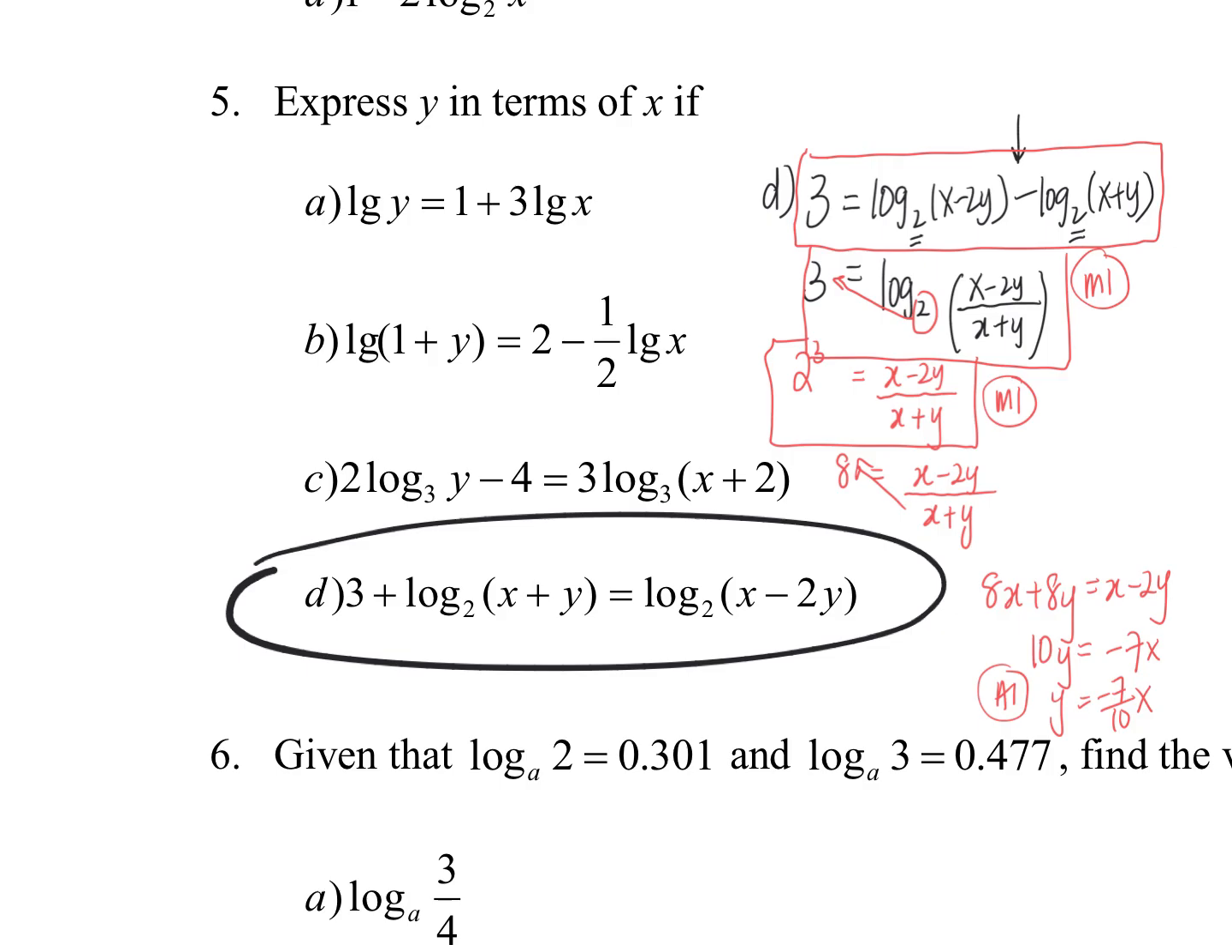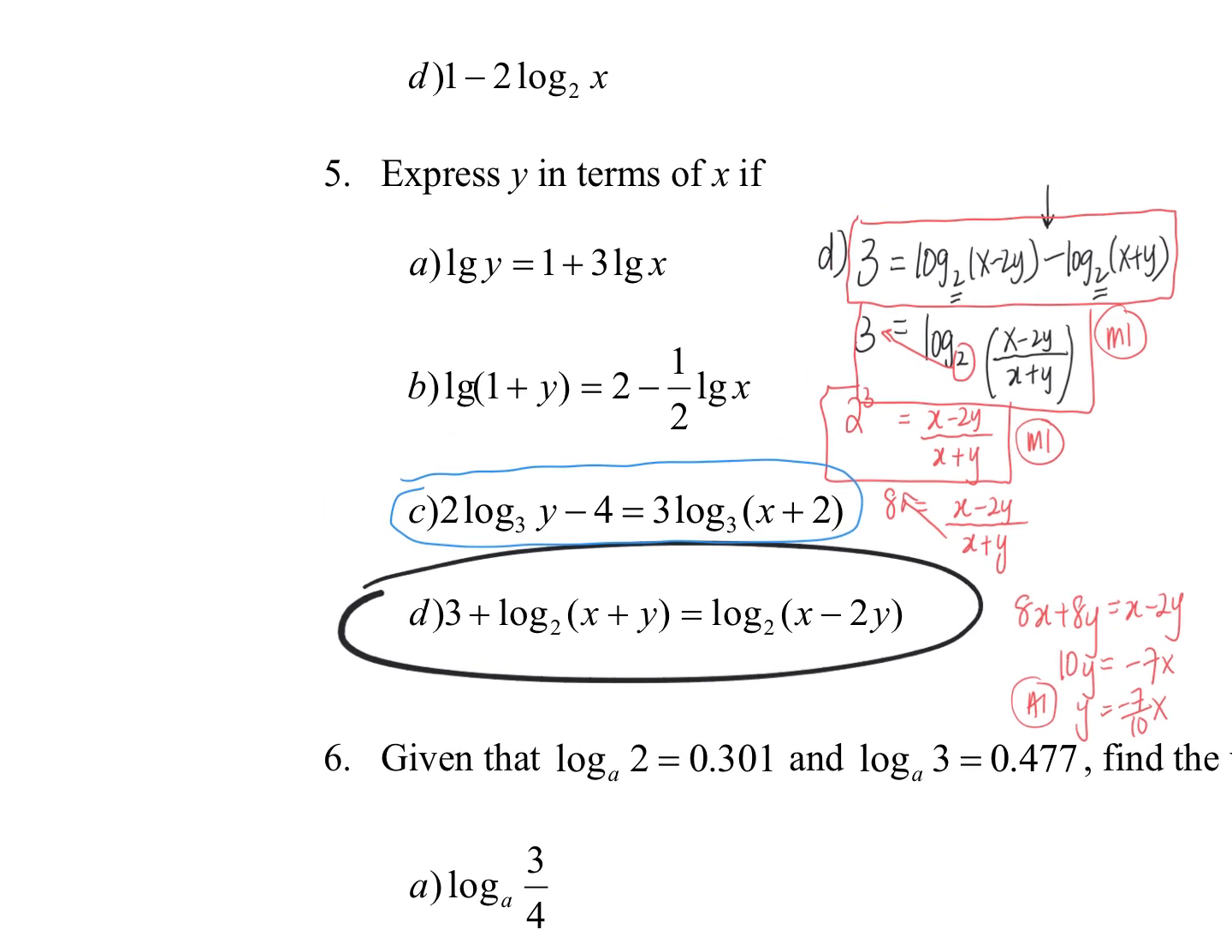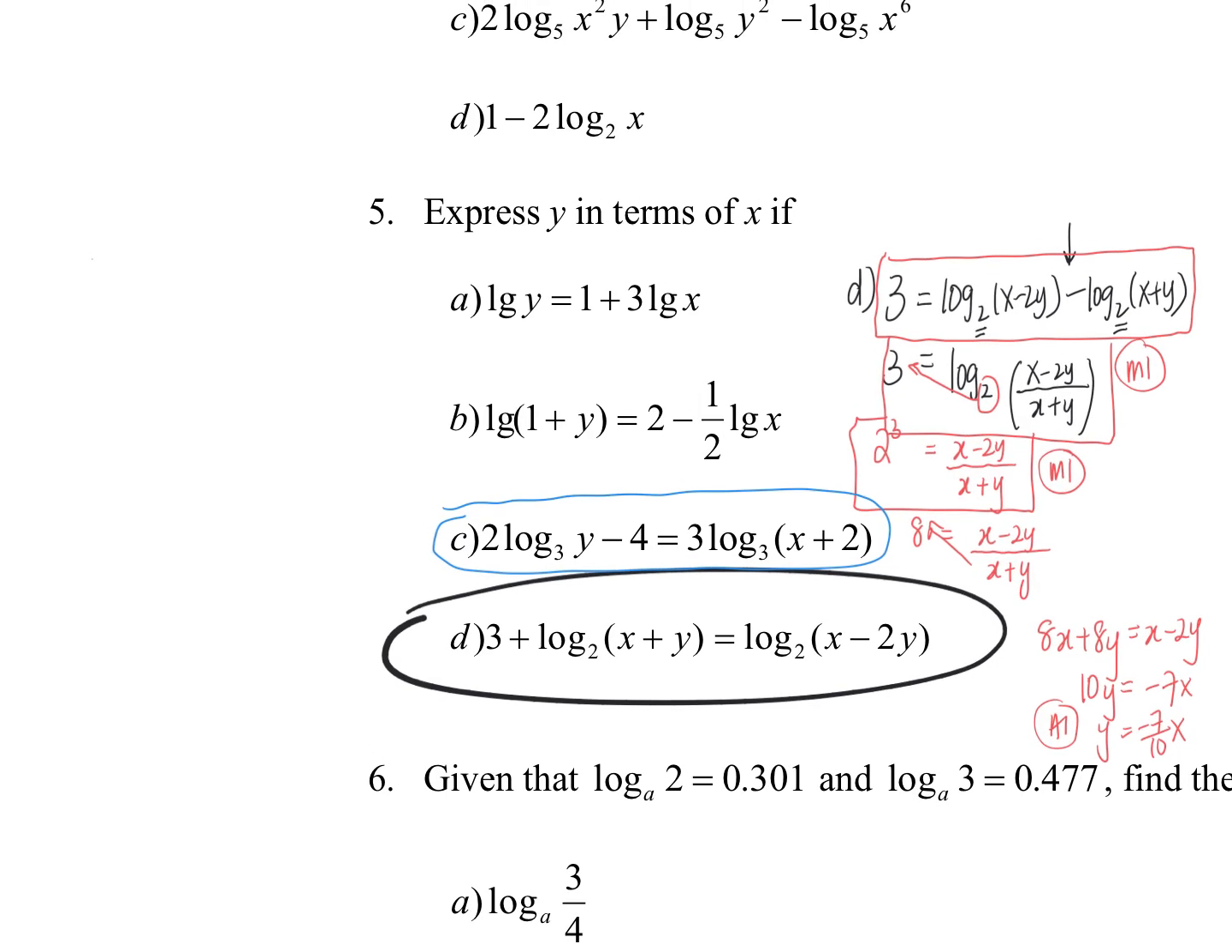C, okay. So this one, same thing. What I will do is put all the log together first. So let's say, I squeeze here: 2 log 3y minus 3 log 3x plus 2. Then I put the 4 on the other side. Before you can combine them, remember there should be no numbers in front of the log function. If not, you cannot combine them. So I will bring this up as a square.